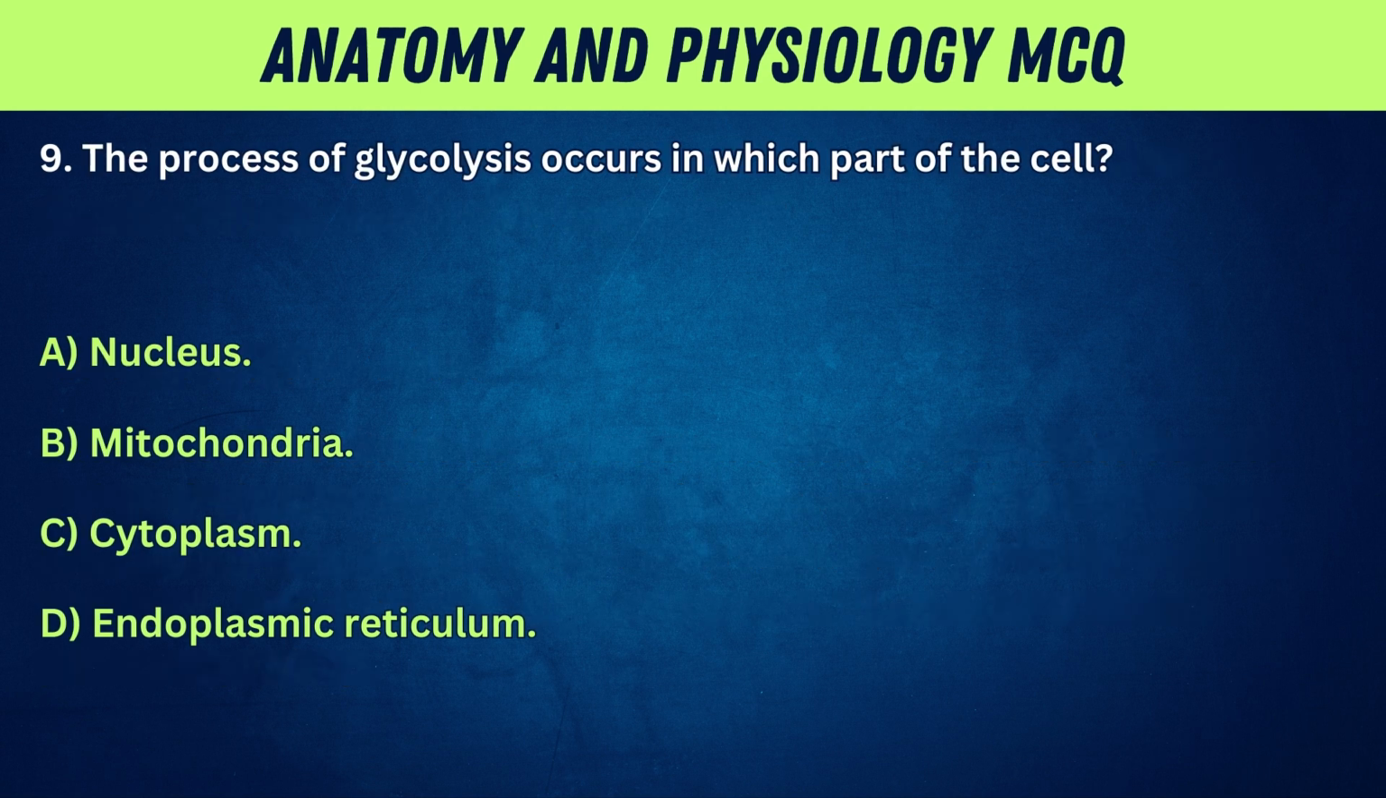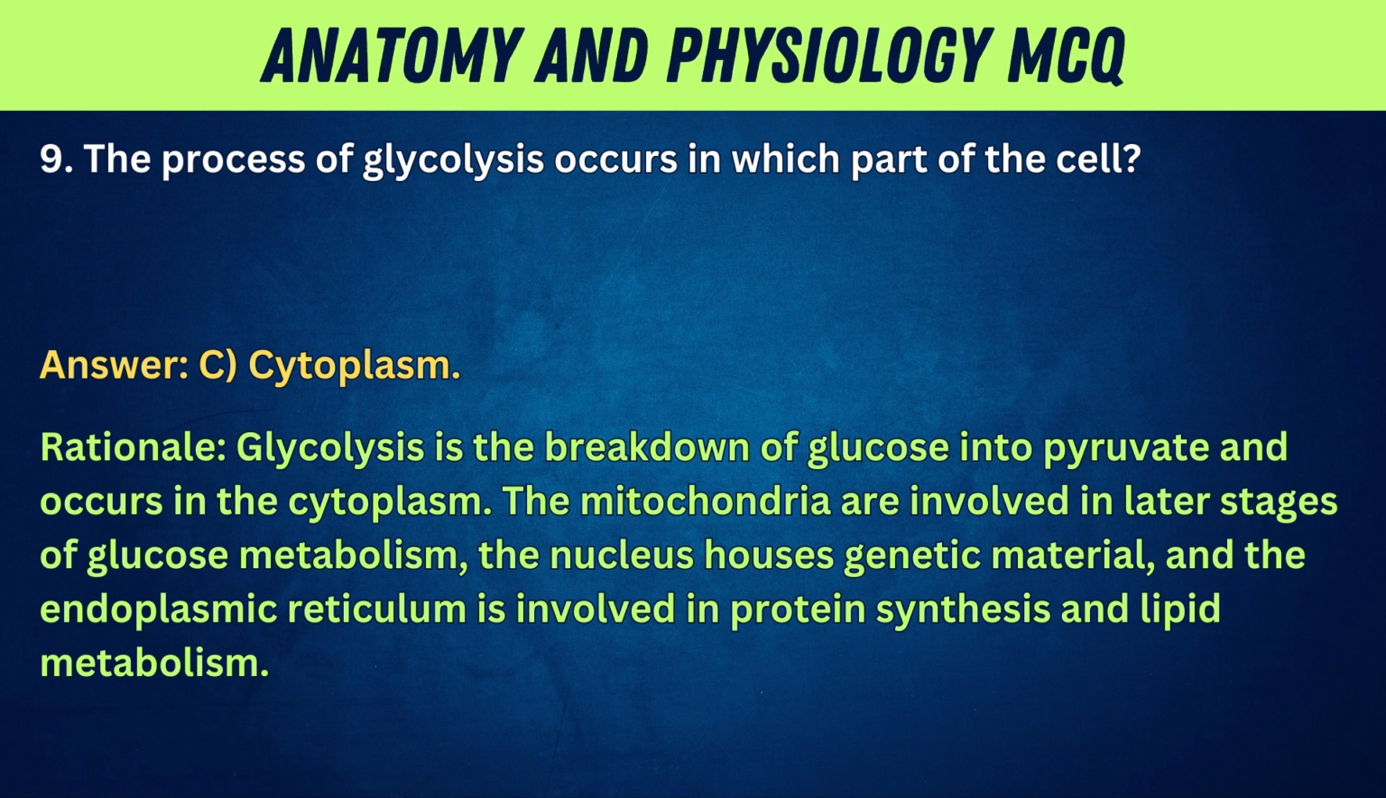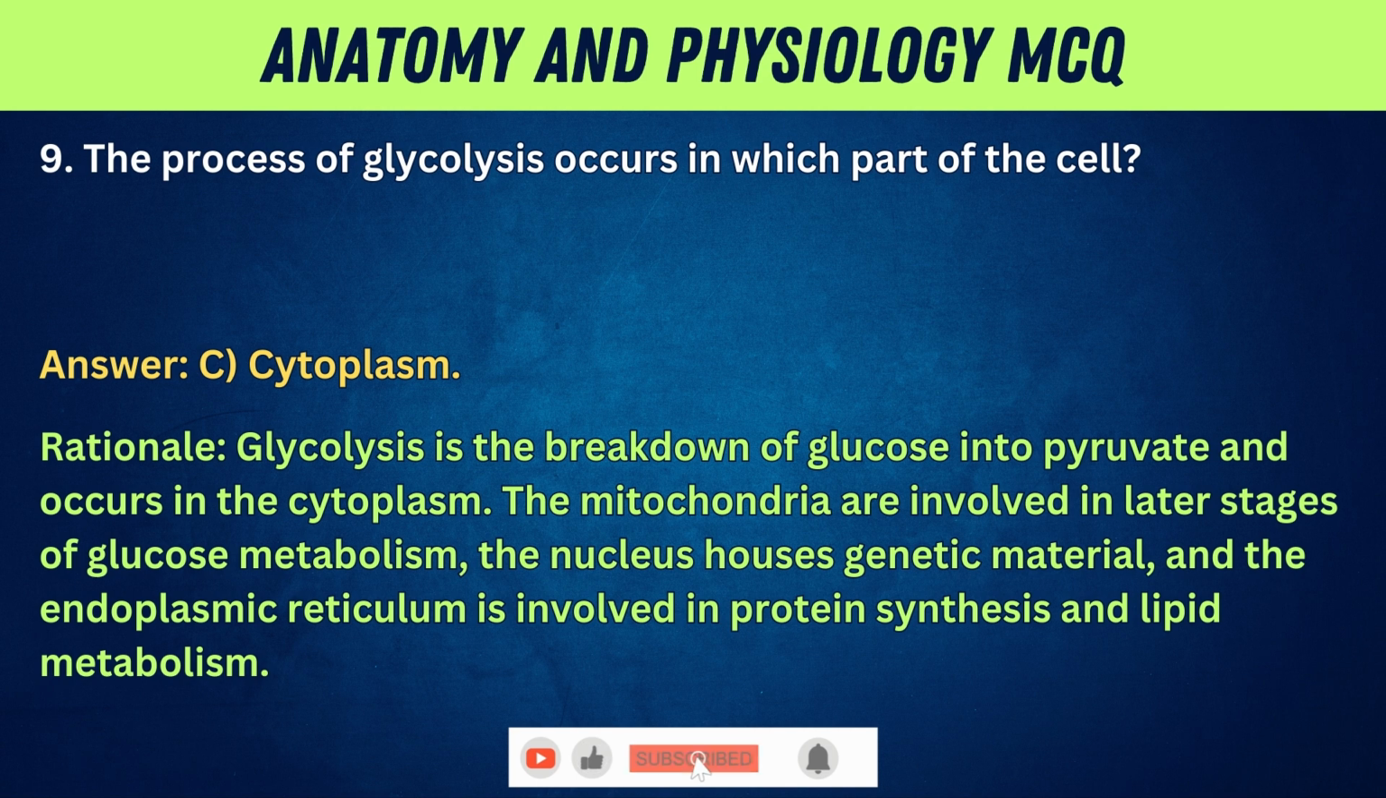9. The process of glycolysis occurs in which part of the cell? A. Nucleus. B. Mitochondria. C. Cytoplasm. D. Endoplasmic reticulum. Answer: C. Cytoplasm. Rationale: glycolysis is the breakdown of glucose into pyruvate and occurs in the cytoplasm. The mitochondria are involved in later stages of glucose metabolism, the nucleus houses genetic material, and the endoplasmic reticulum is involved in protein synthesis and lipid metabolism.